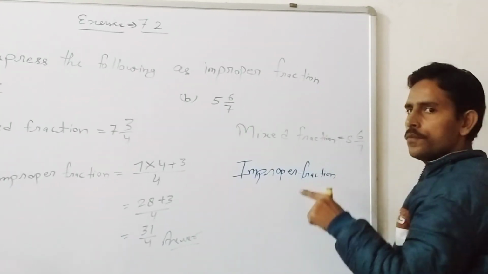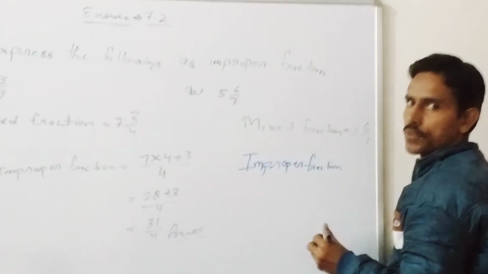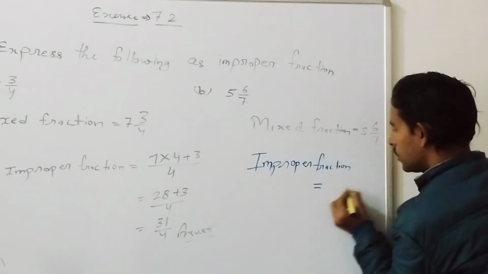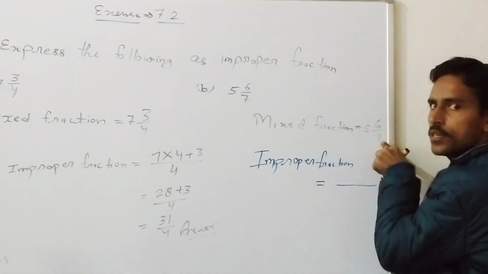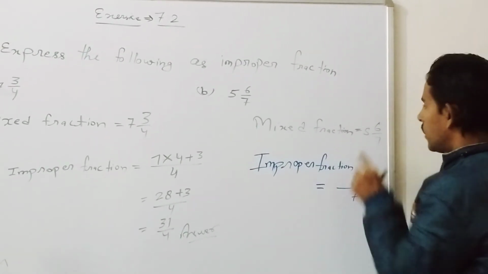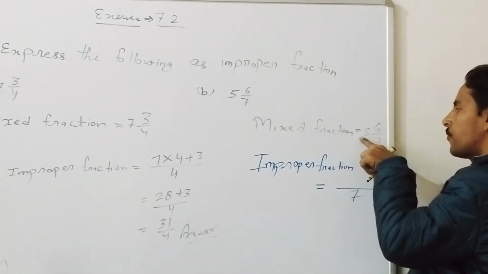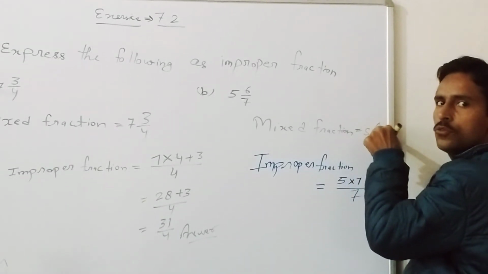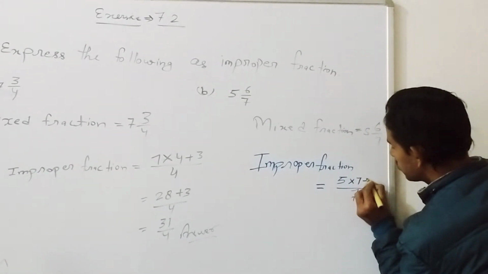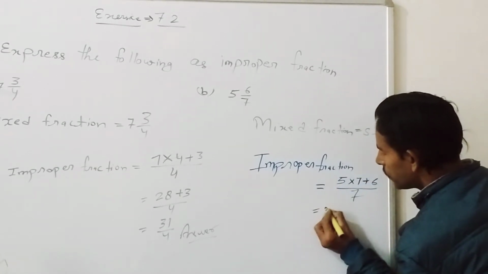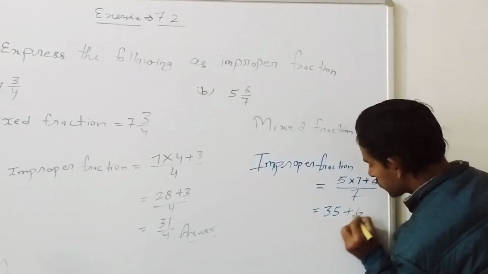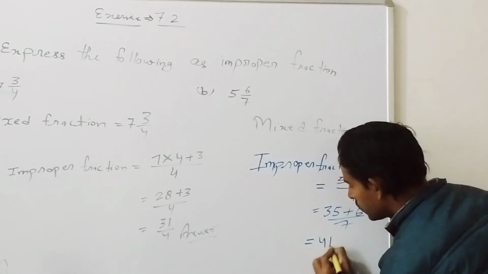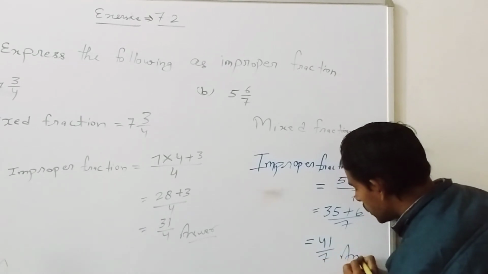This is a mixed fraction and we have to express it as an improper fraction. So we can write down: improper fraction equals, draw a line, then denominator equals 7, so write down 7. We will multiply this value by this value, that is 5 into 7, and add the numerator part, that is 6. 5 sevens are 35, plus 6. Now 35 and 6 will be 41 upon 7. That is our answer.